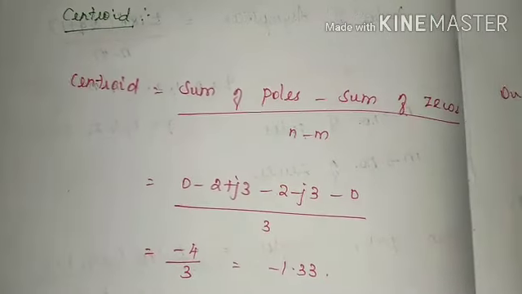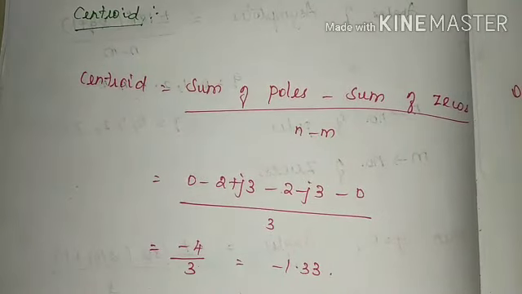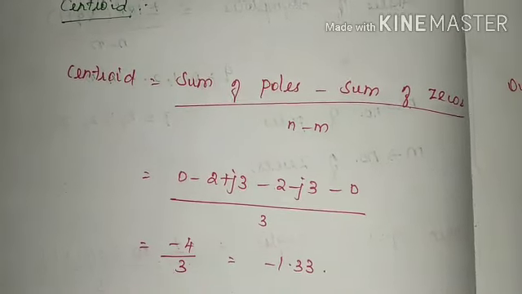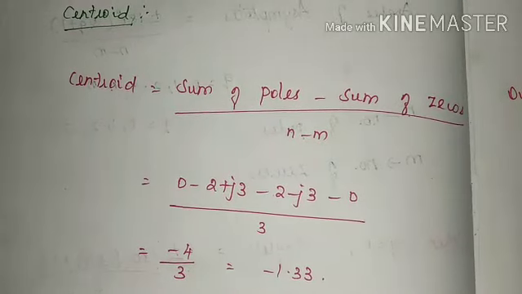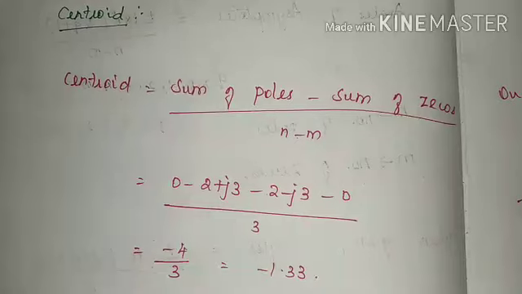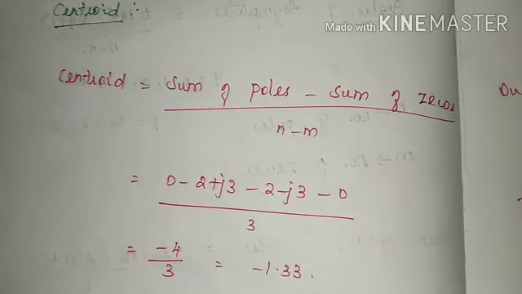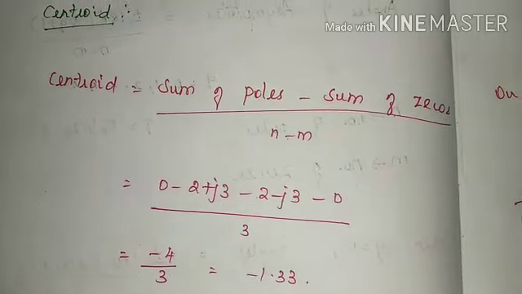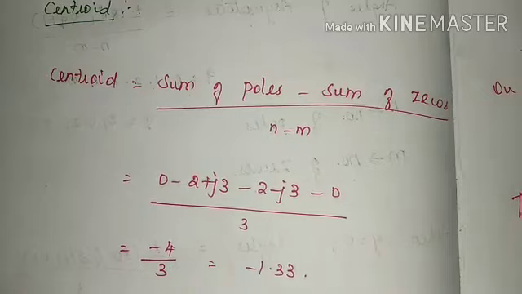Then the next possible question will be centroid. Centroid for the given transfer function. See, this is the formula for calculating centroid. Centroid is equal to sum of poles minus sum of zeros by n minus m. What is this? N represents the number of poles and m represents the number of zeros. See, here the number of poles is 3 and the number of zeros is 0.